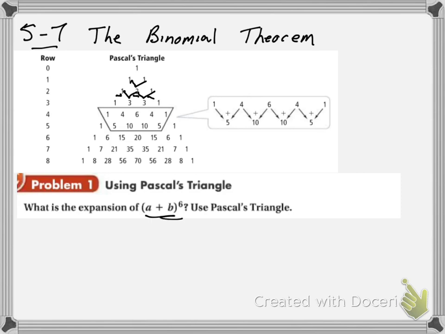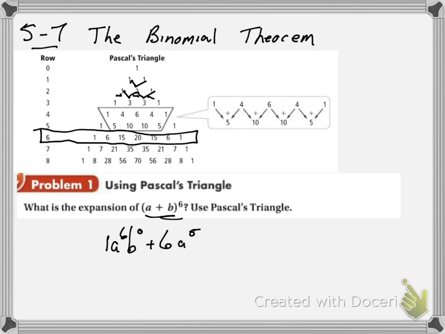So we're looking at a plus b to the 6th. I want to go to line 6. Okay, so how do I expand now? So I go to line 6 and I use that. So the first one is 1, and it's a to the 6th, b to the 0. Then what's the next number? Well, it's 6 is the next number, and then you just go down 1 on the a and up 1 on the b. And you continue that process through the whole thing.